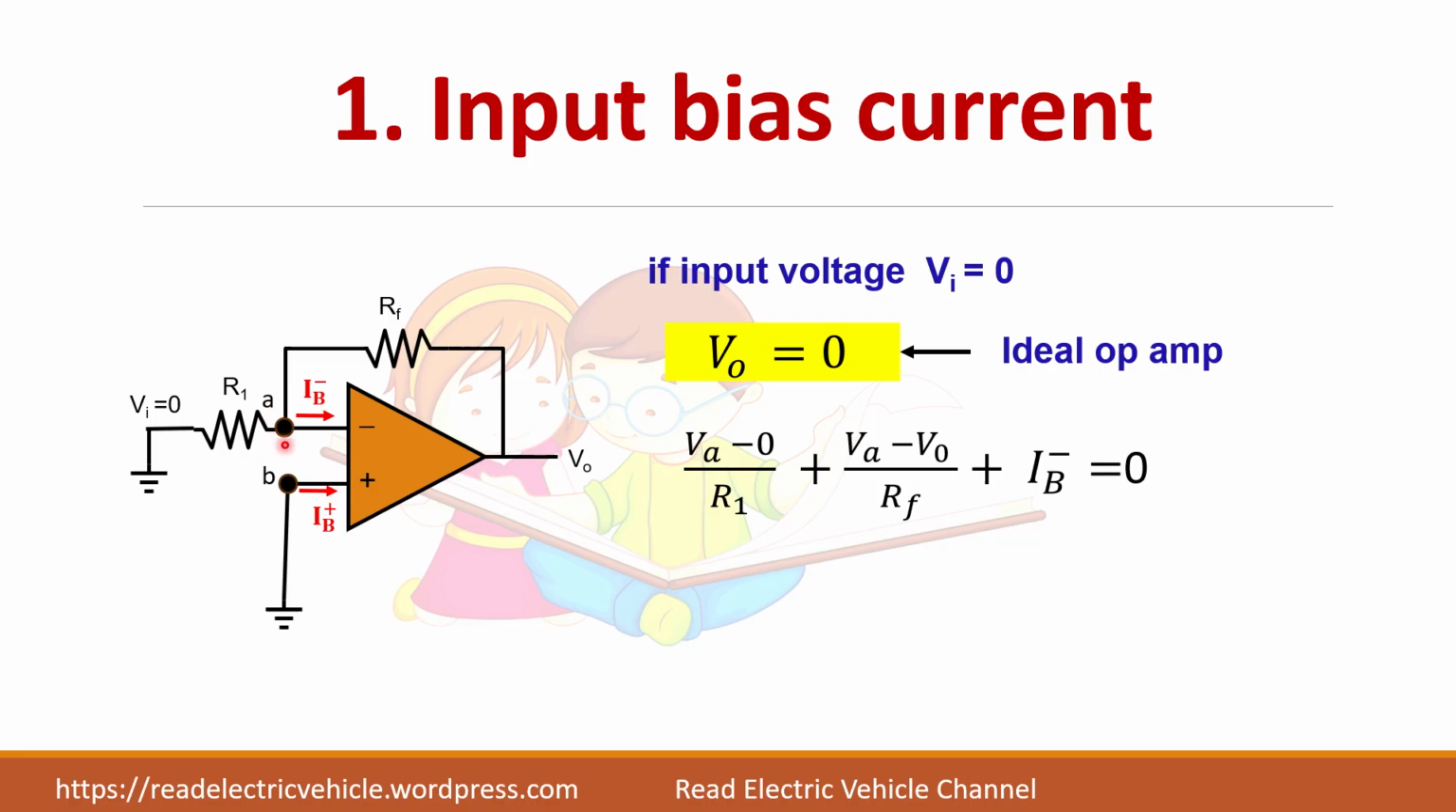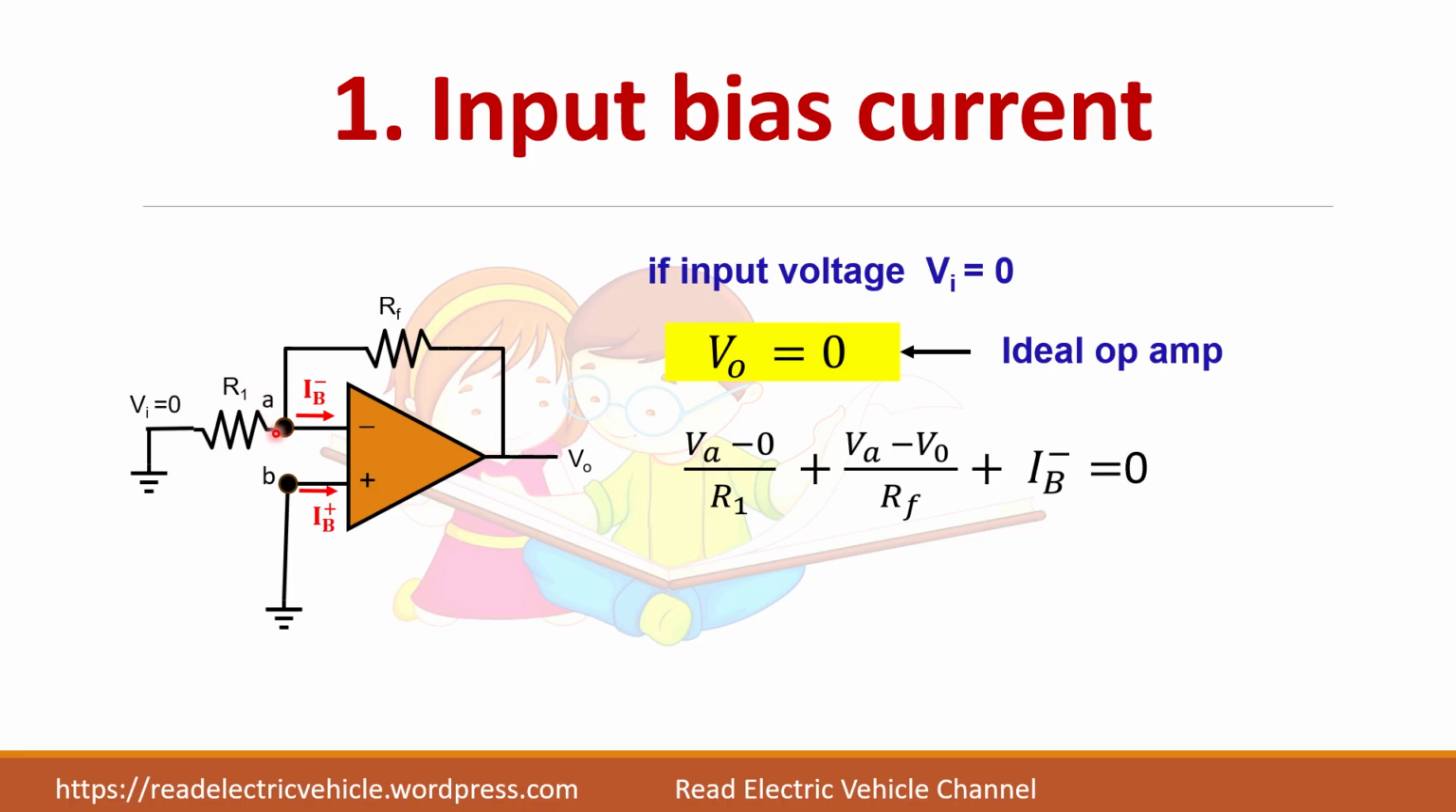So let us write the nodal equation. First you see here this pin is connected to ground, that is, node B is connected to ground. So node A will be at virtual ground potential. That is, VA is 0.